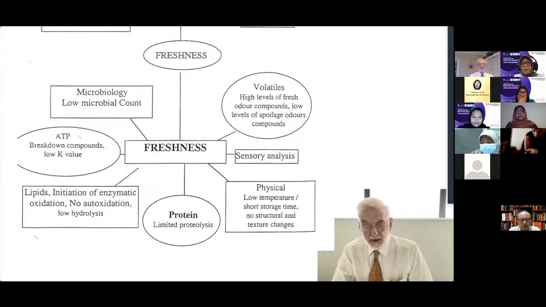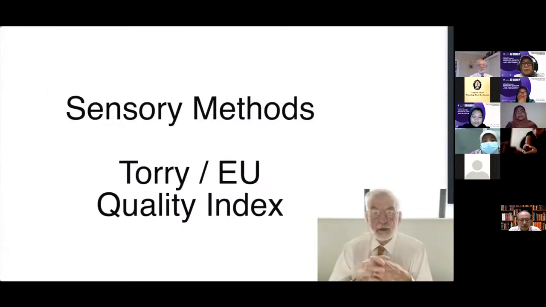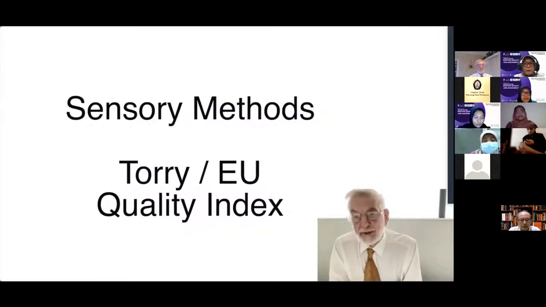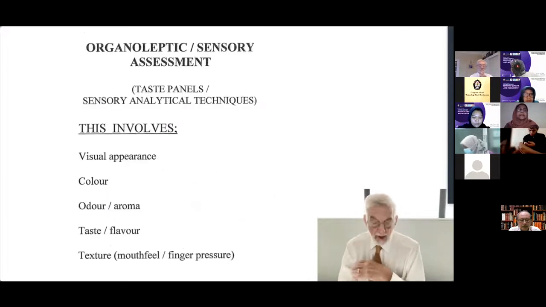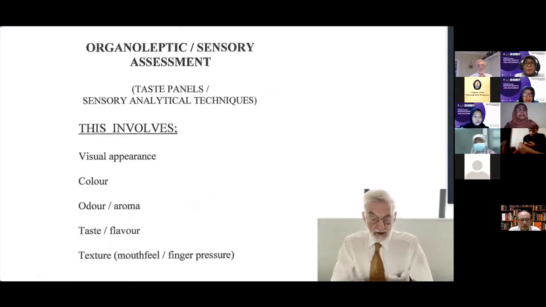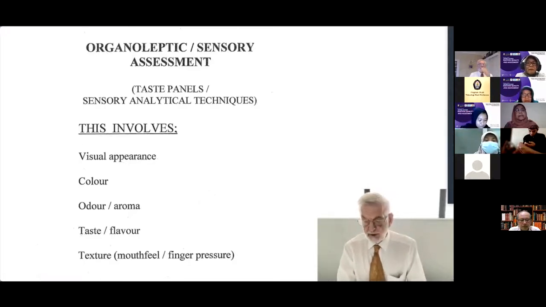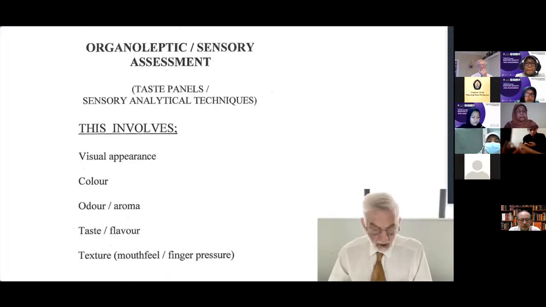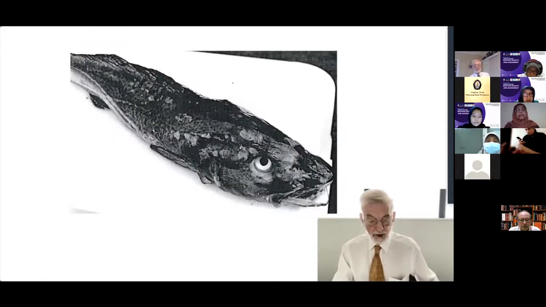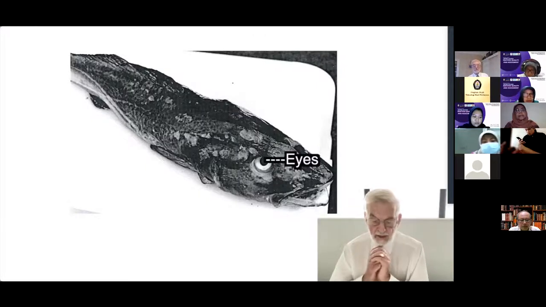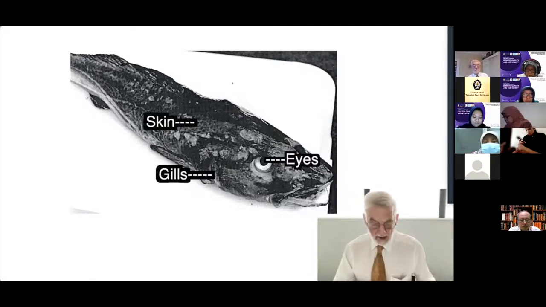I now want to talk about specific sensory methods. So, sensory methods, sensory assessment. This involves you using your senses, in other words, your nose, your eyes, and touch. What we are looking at on the next slide is the visual appearance. What does the fish look like? The colour, the odour and aroma, the taste and flavour, and touch, mouthfeel, finger pressure. And what would you look for in a fish? So let's have a look at a fish, and what are we looking at? We're looking at the eyes, the gills, the skin, and the belly.